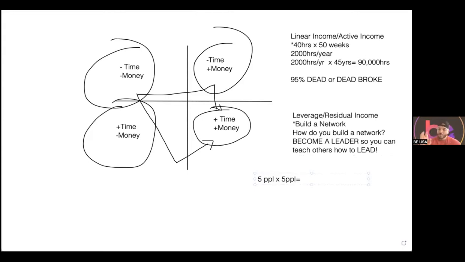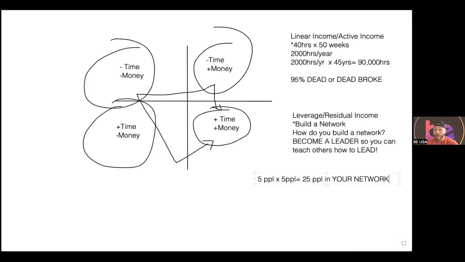And now you have 5 people that just got 5 people, guys. What do you think that turns into? 25 people in your network. Whoa! Oh my God, Andrew, I'm building a network. You said it. You were right.